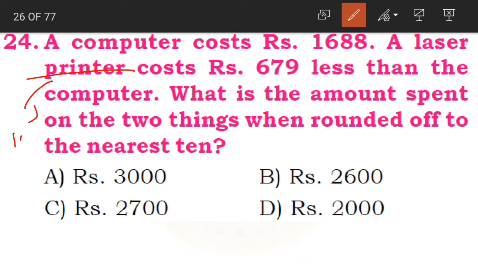Printer costs 1009 rupees. Now what is the amount spent on the two things? Both the things? What is the amount means? How will we calculate? We will add. Very good.